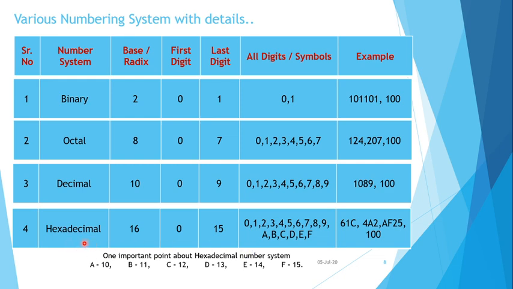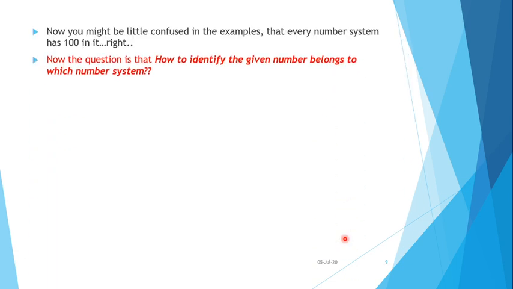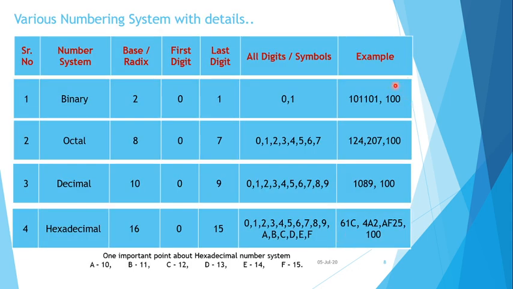Right, now you have to always remember the symbols for the hexadecimal number system. Okay, so a number which consists of alphabets is specifically a hexadecimal number. Right, now you might be a little confused by the examples, as every number system has 100 in it. If you see binary, then octal, then decimal, and then hexadecimal.